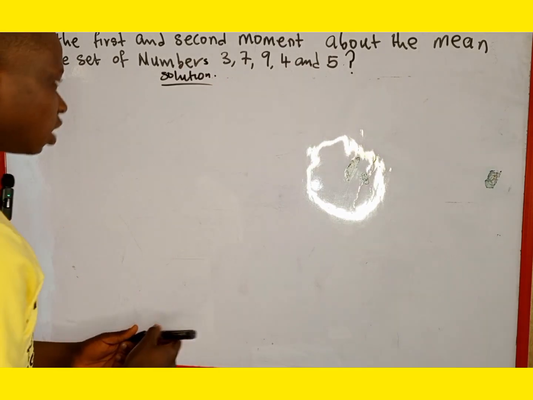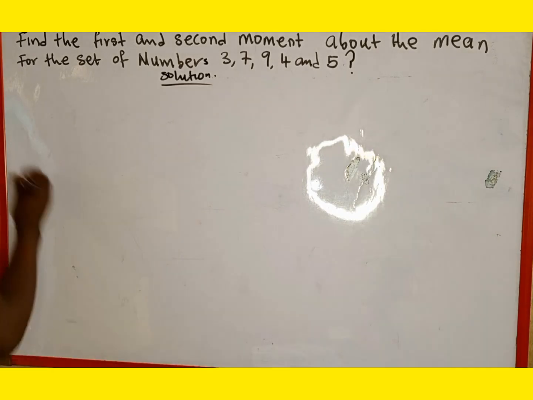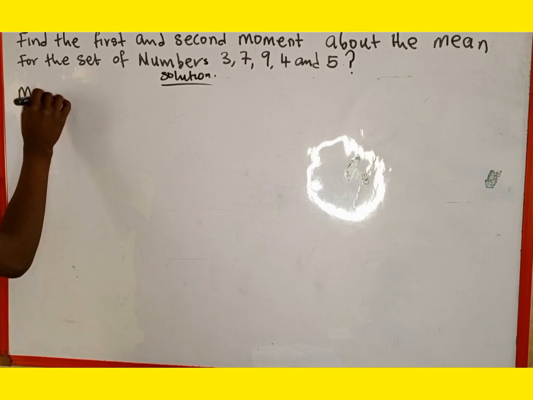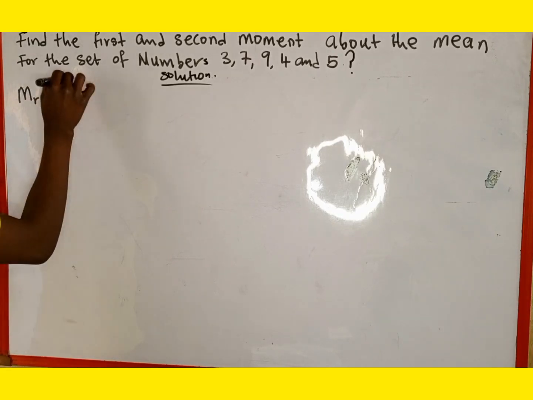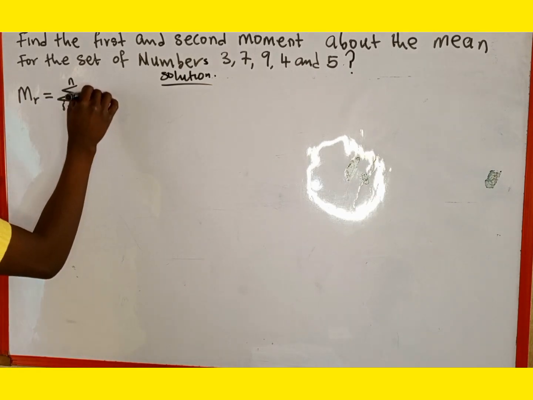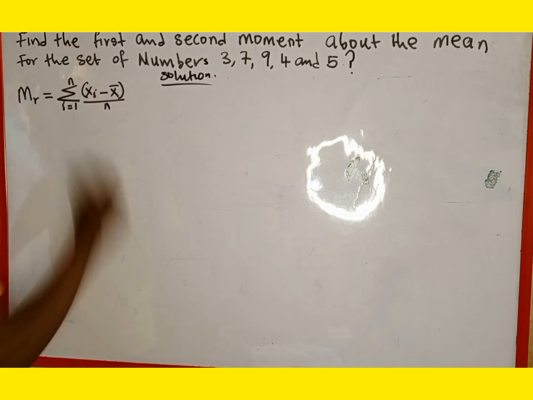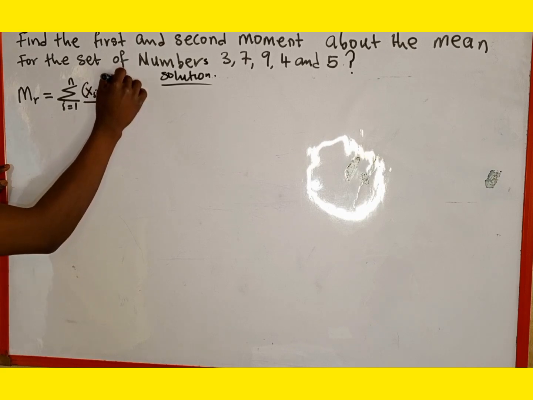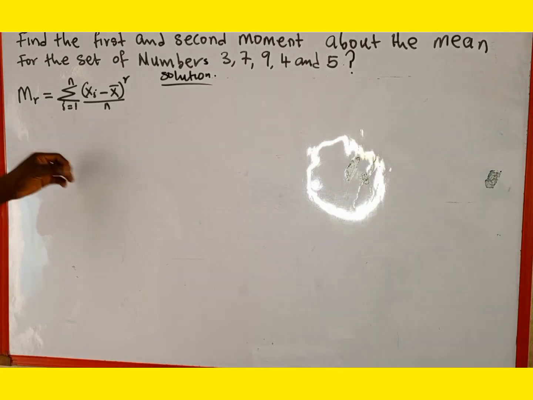So the formula to calculate the first, the second, or the nth moment about the mean is given as follows. The moment is denoted as m subscript r, which is equal to the summation, as i ranges from 1 to n, of xi minus x bar, all to the power of r, all over n. So this is the formula to calculate the moment about the mean of a set of numbers.